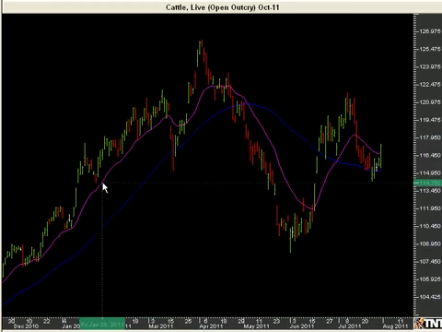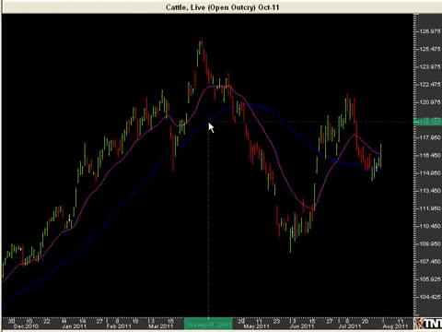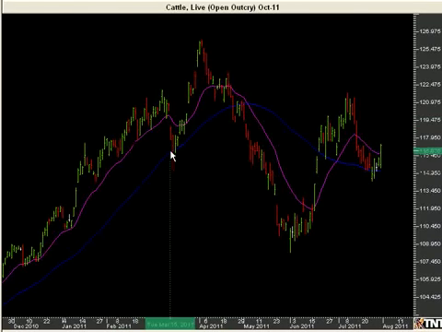You can see how the market responds to the 20-period moving average as well as how it responds to the 55-period moving average. As a rule of thumb, if the market is above the 55, then we're primarily looking for buying opportunities. If it is below the 55, then we are primarily looking for selling opportunities. When we are above the market, we want to buy support, and when we are below the market, we want to sell resistance.